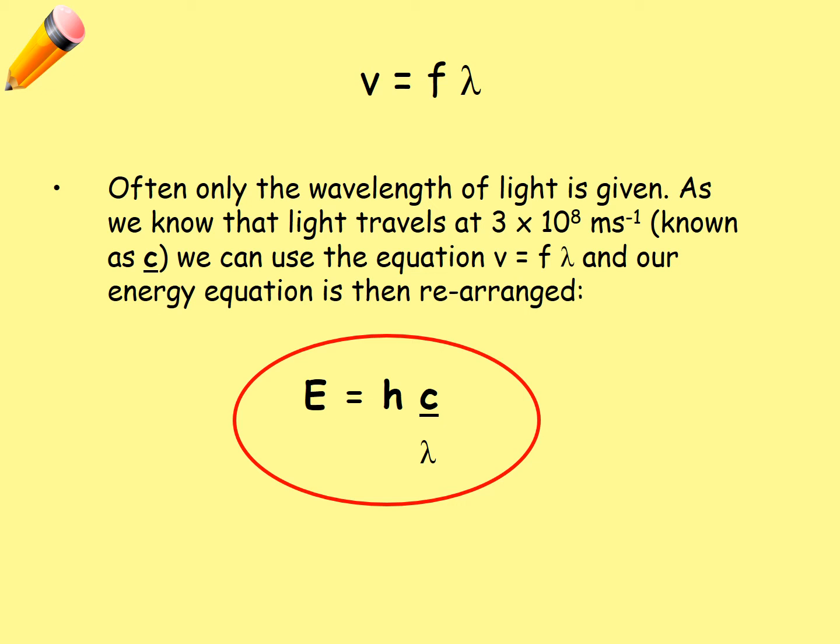Now this isn't on the relationship sheet, but it's really useful to know because sometimes we're given a question and we're told that this is microwaves or infrared or ultraviolet. We're not told explicitly what the frequency is, but we need to find the frequency in order to perform a calculation to determine energy. If we're given the wavelength of the radiation, we know it's part of the electromagnetic spectrum, using c over lambda, we can find the value for the frequency.